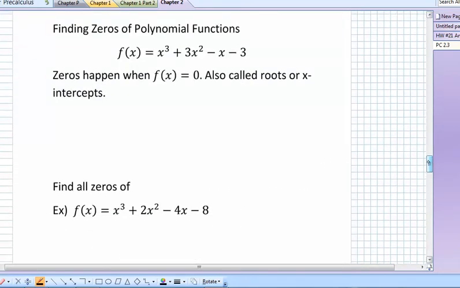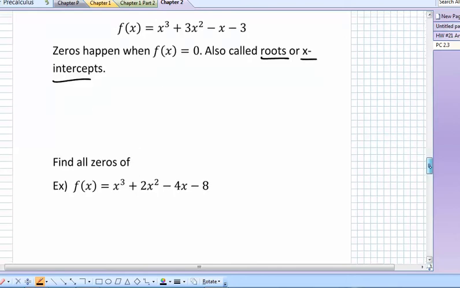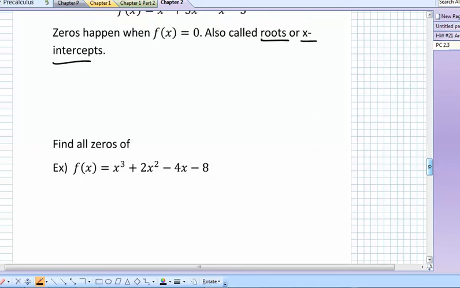Now, finding the zeros of polynomial functions, basically finding where the graph is going to cross the x-axis. These are also called roots or x-intercepts. Basically, where does it touch the x-axis? Well, in order to find the zeros, we have to set y equal to 0.